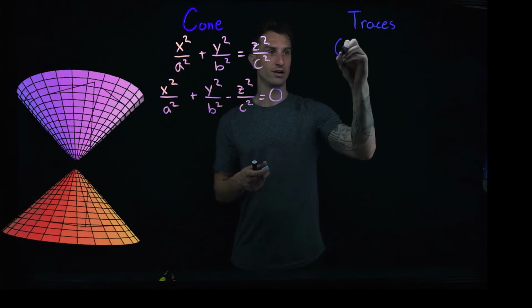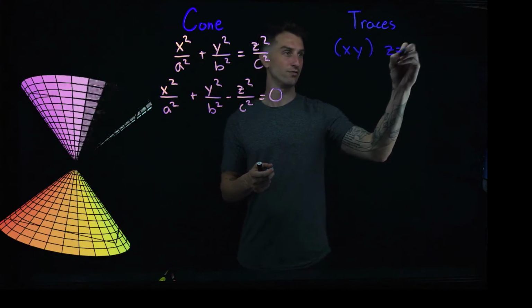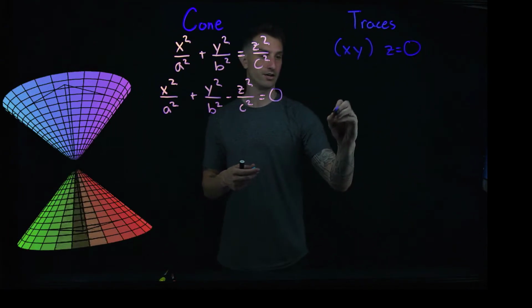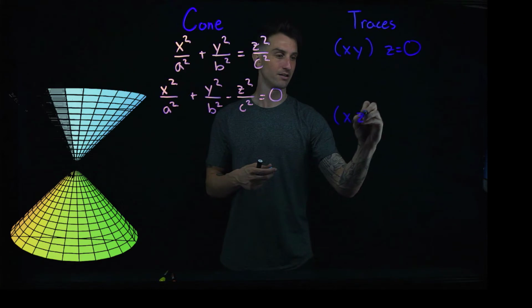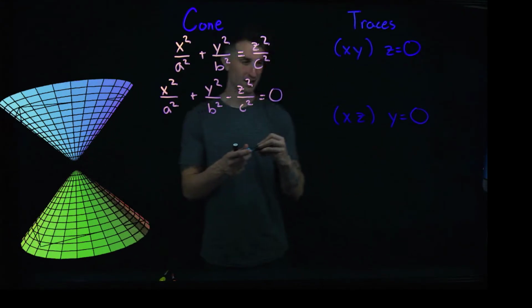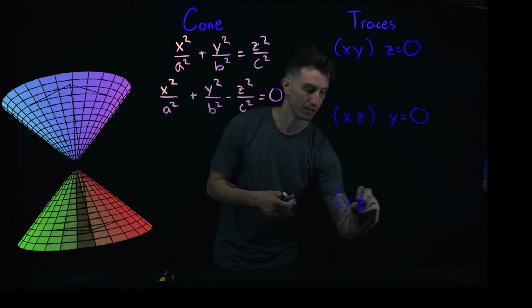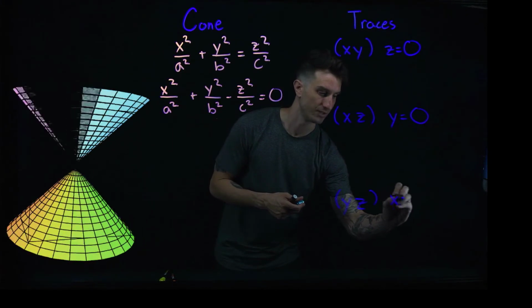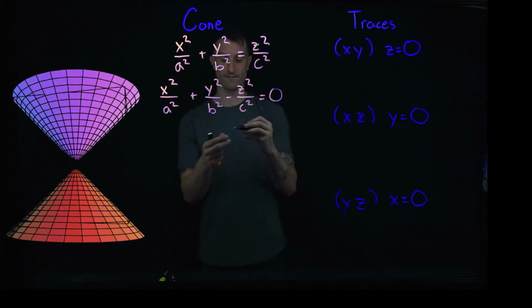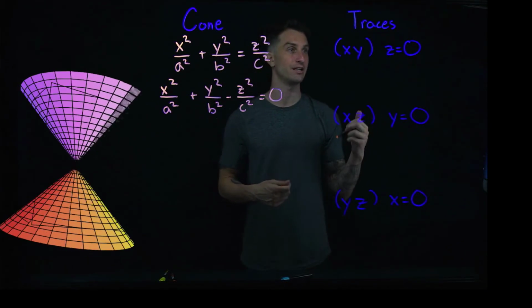And so we'll look at our xy plane. This is when z is equal to 0. We'll look at our xz plane. This is when y is equal to 0. And we'll look at our yz plane. That's when x is equal to 0. So let's go ahead and do all 3. We will have some 2-dimensional graphics pop up so we can visualize as well.